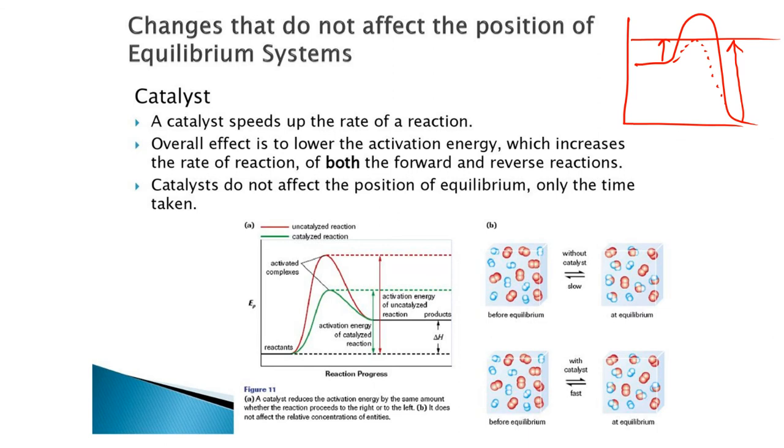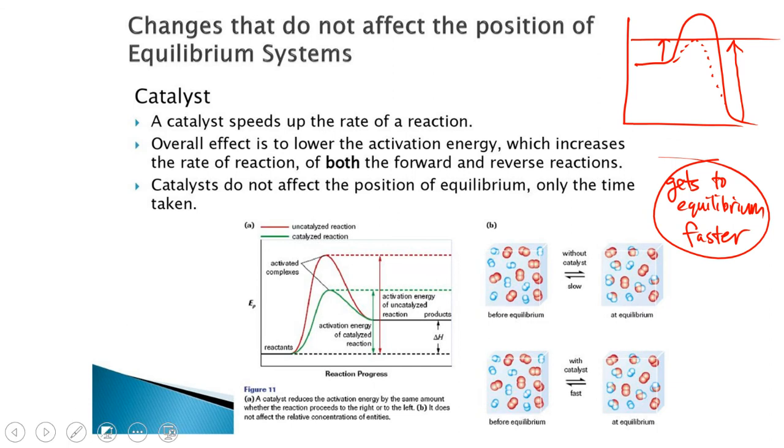So we don't see a shift. Both of the forward and reverse reactions speed up in the same way. There's no shifting left or right. So it doesn't actually change your equilibrium. It just gets you there faster. So it just gets you to equilibrium quicker than if you didn't have a catalyst. So no shift. Anytime you're asked about a shift with a catalyst, there is no shift. It just makes it occur faster.